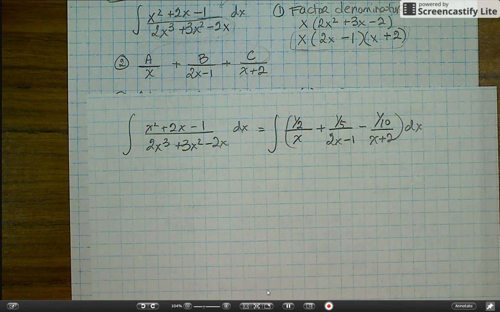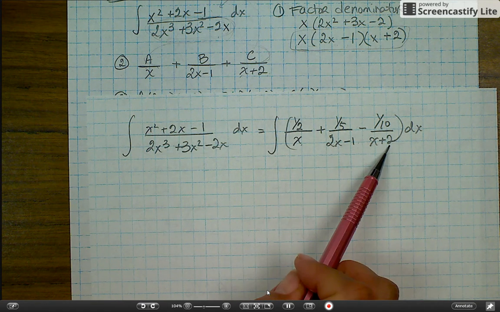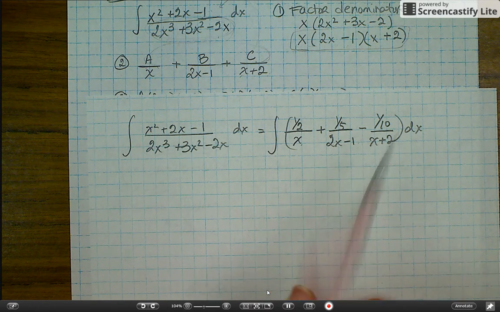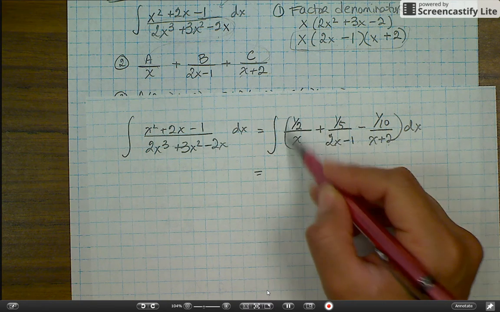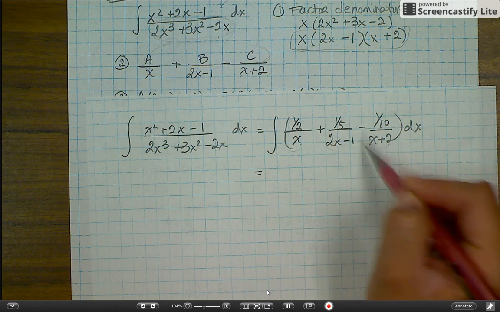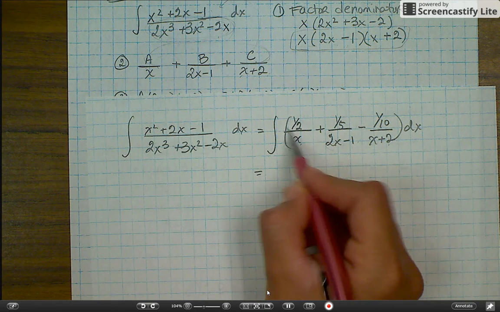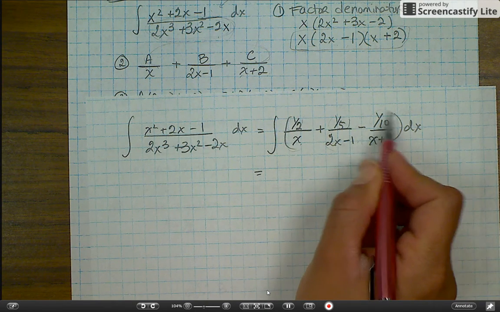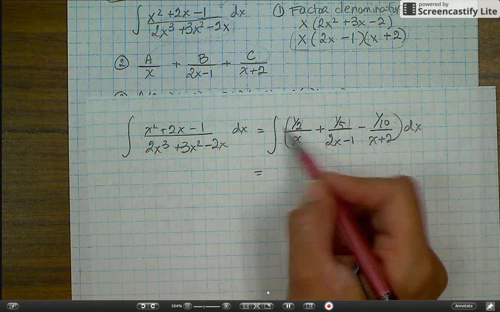So now we've been able to separate this into these terms, and each one of these is a different linear factor, right? And because it's a linear factor, it makes it easy for us to integrate, because when I have something like this, all these really are natural log situations. So I can just take my numerator, which are all constants really, or coefficients, and I can pull it out.